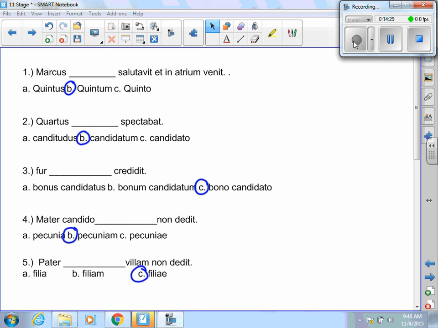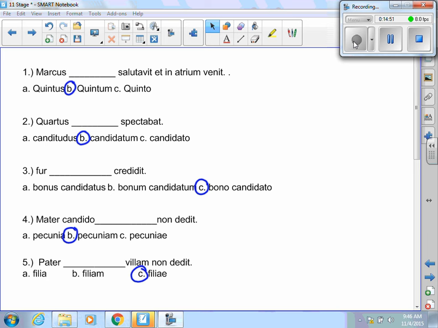In this case, dedit does take an accusative, but it also takes a dative as its indirect object. So here I have to decide whether or not candido is a direct or an indirect object. Candido ends in O, that makes it dative. That means I need an accusative as a direct object. I already have candido as my indirect object.